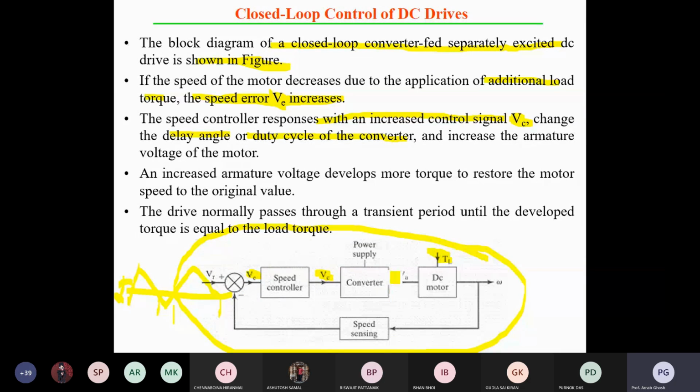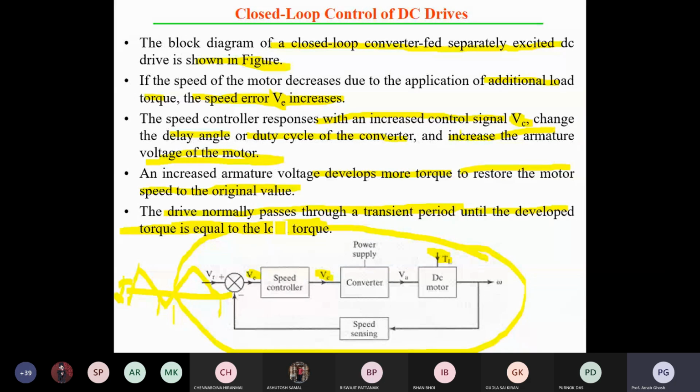Okay, and the increased armature voltage develops more torque to restore the motor speed to the original value. So you have to restore the value of the speed. The drive normally passes through a transient period until the developed torque is equal to the load torque. So the developed torque should be equal to the load torque. As per the changing of the load torque, the pulse width should be varied. Your converter should work throughout the path and be maintained in good condition.